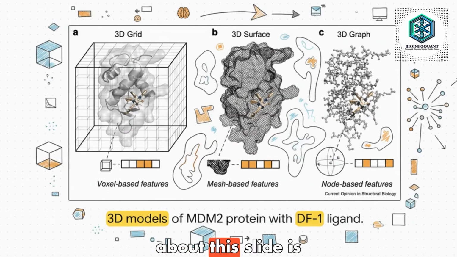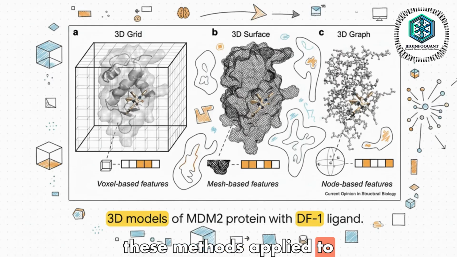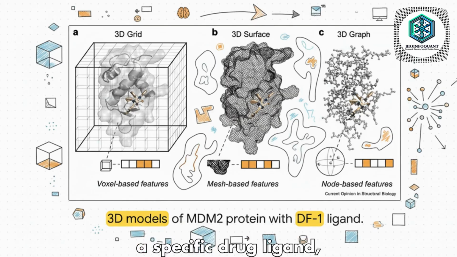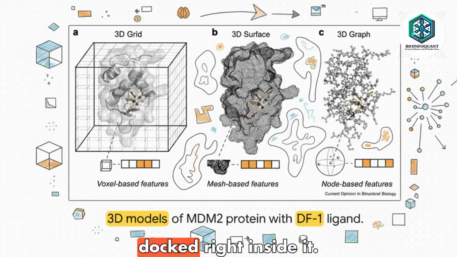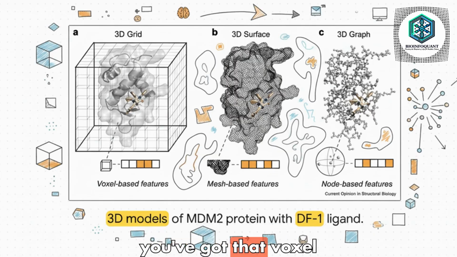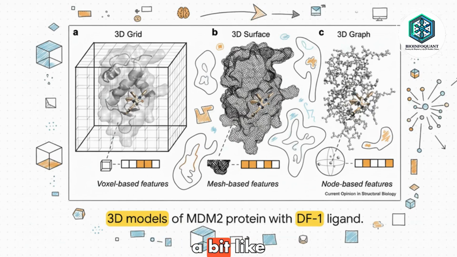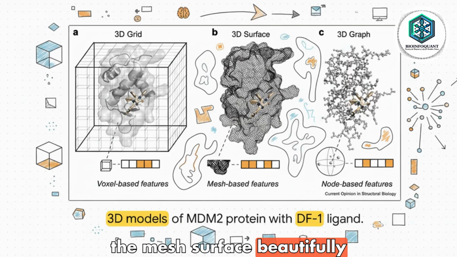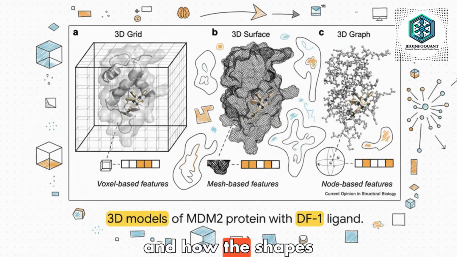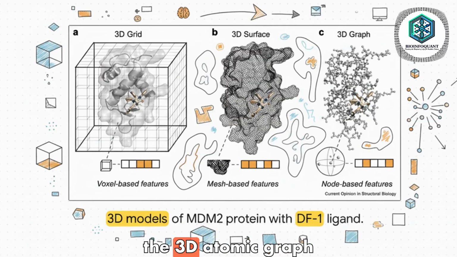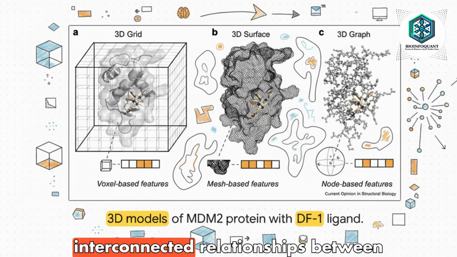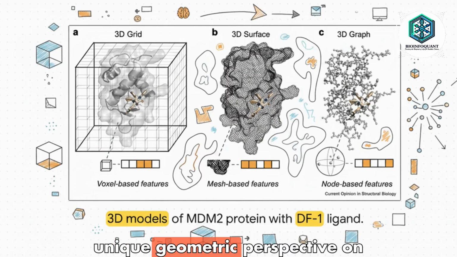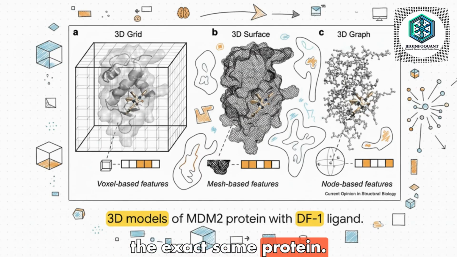Now, what's really interesting about this slide is seeing all 3 of these methods applied to the exact same target. What we're looking at is the human MDM2 protein, with a specific drug ligand known as DF1 docked right inside it. On the left, you've got that voxel grid representation. It honestly looks a bit like a Minecraft build, right? Slicing the space up into tiny cubes. In the middle, the mesh surface beautifully captures those physical pockets and how the shapes complement each other. And on the far right, the 3D atomic graph maps out the precise interconnected relationships between the atoms themselves. Each method gives the AI a totally unique geometric perspective on the exact same protein.